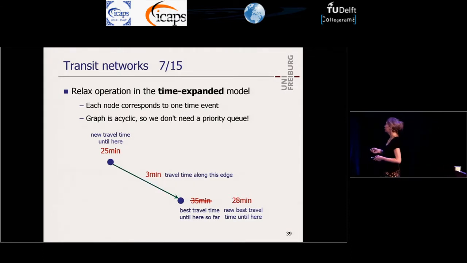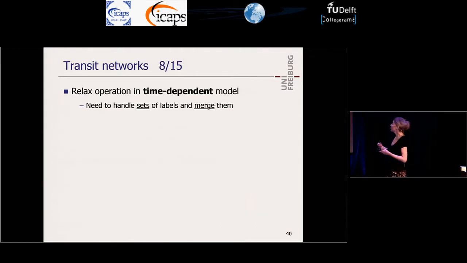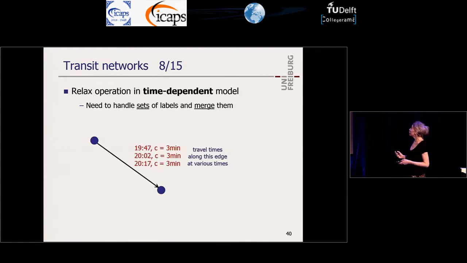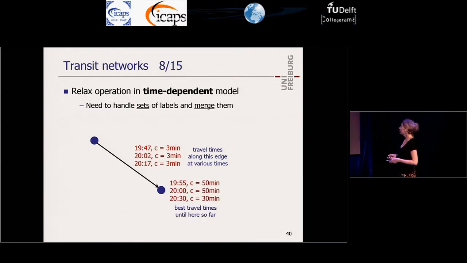How does Dijkstra work in the time dependent model, which you can also use for road networks? Now you have a complex function or schedule here at this edge, right? And now the situation at a certain intermediate time in the Dijkstra computation, you have a set of labels here, right? At this time I can get here in 50 minutes, at this time in 50 minutes, at this time in 30 minutes, right?